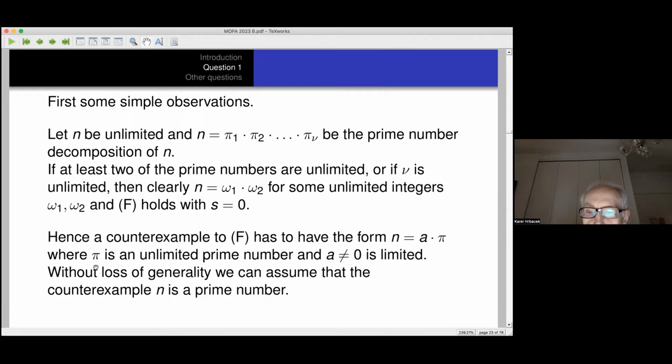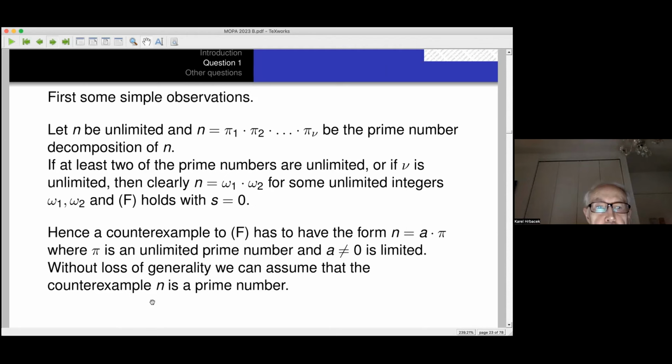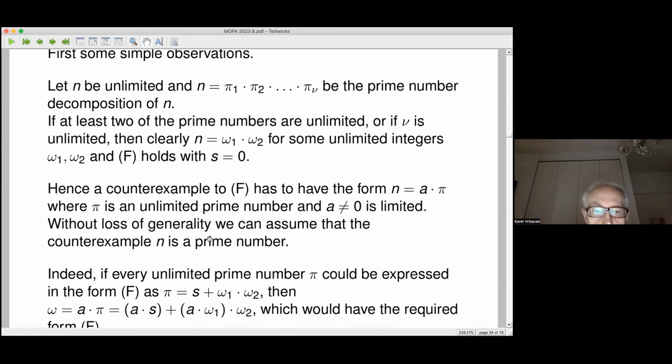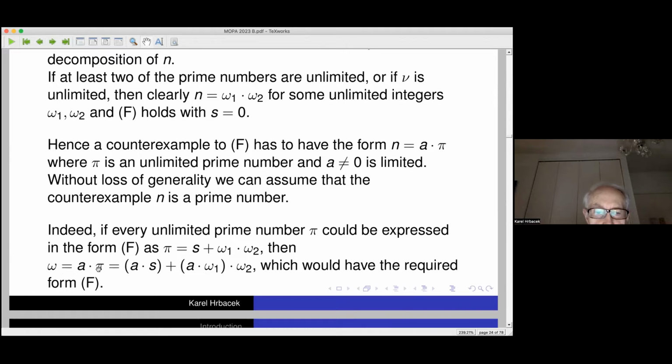Now, while looking for a counterexample, we can assume that the counterexample is a prime number, because if we could write every prime number in this form, then we could write any multiple of any prime number by a limited integer in this way, which again has that form: a times s is limited and these two are unlimited.